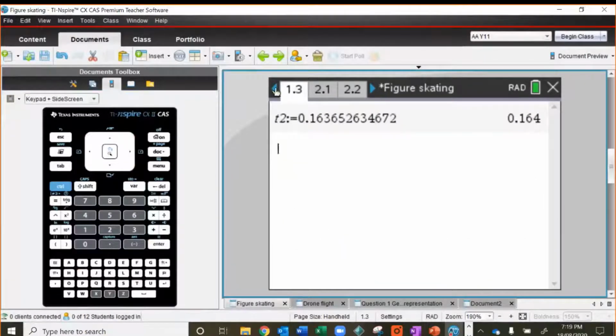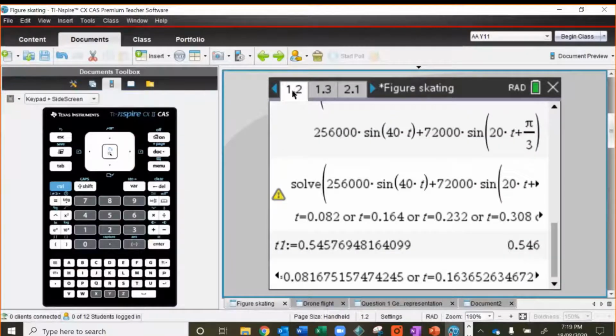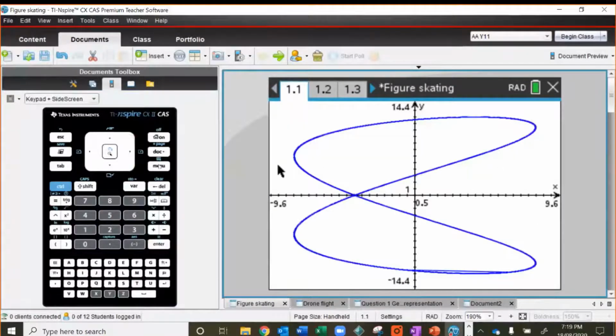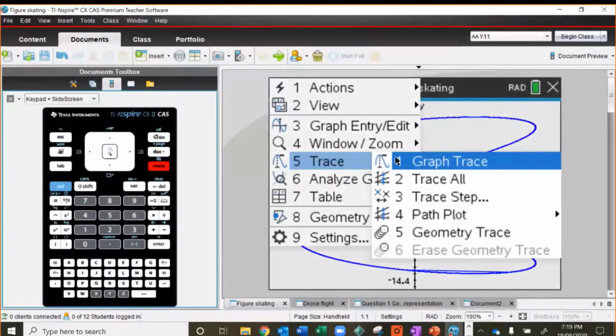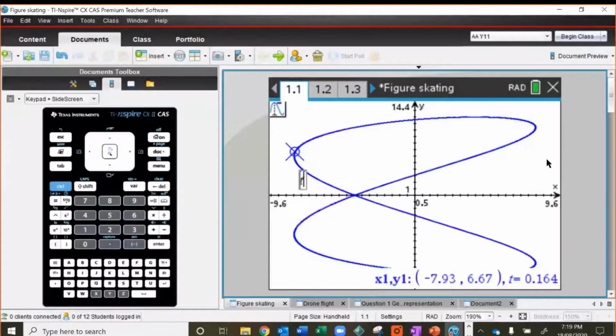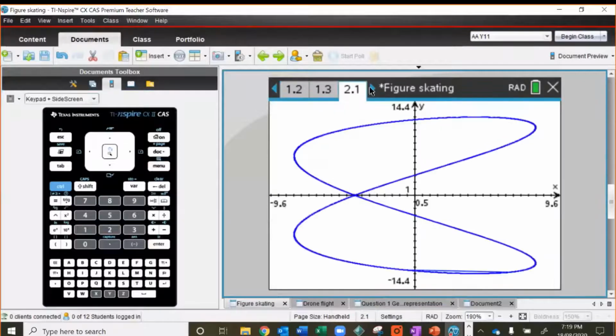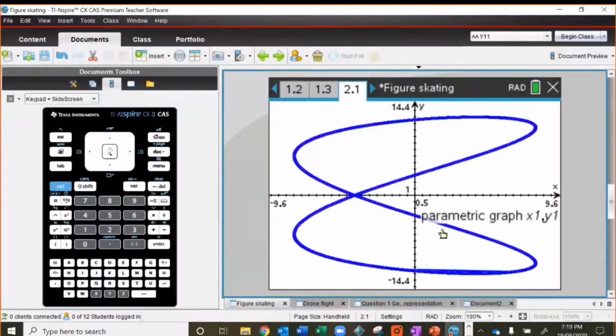What I did previously, I actually saved those as T1 and T2, so I can now check where that occurs. So if I go graph trace and I go T2, that tells me it's here. If I go T1, it tells me there. I only picked up 2 of those, and at those 2 points, the acceleration and velocity are perpendicular. So that answers our last question, last part of question 3.